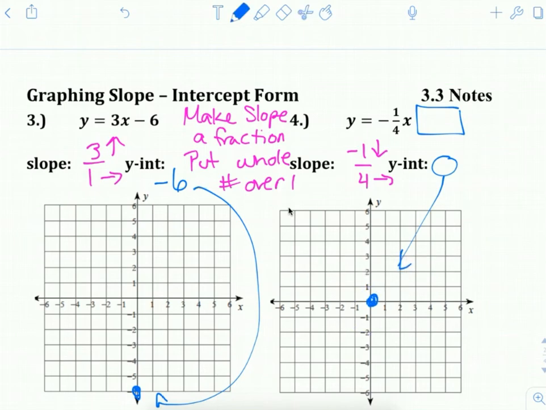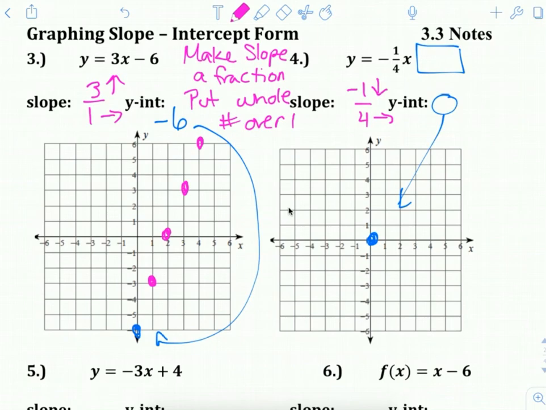Okay. All right, so let's go ahead and follow our slope. Problem 3 is going to rise 3, run 1. Rise 3 up, run 1 to the right. And we're going to do that over and over until I'm all the way across the graph. Make sure your line is as straight as it can be, and that there are arrows on both sides.